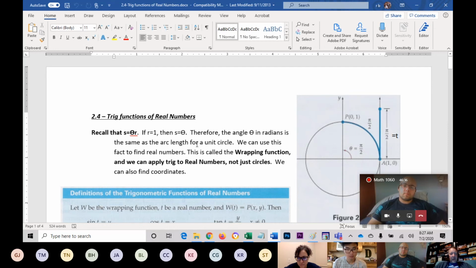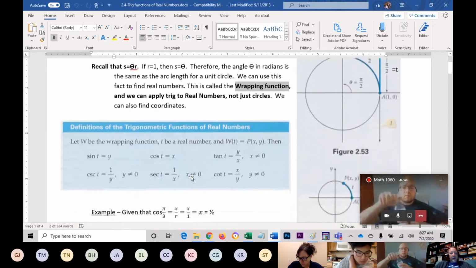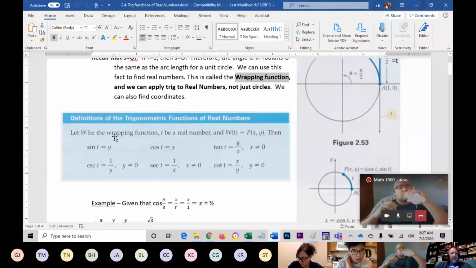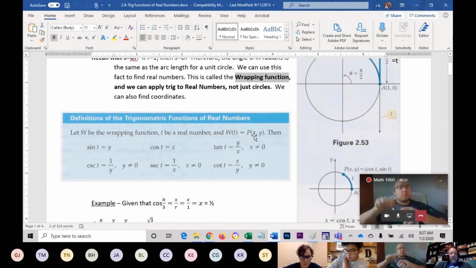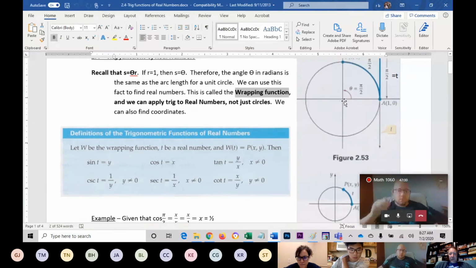So we can use this to find real numbers, and this is called the wrapping function, okay? And we're going to find coordinates. So let w be the wrapping function where t is any real number, such that the wrapping function w of t equals the point xy. So it's the point on the unit circle, okay? So remember, in this case, our radius is going to be 1.